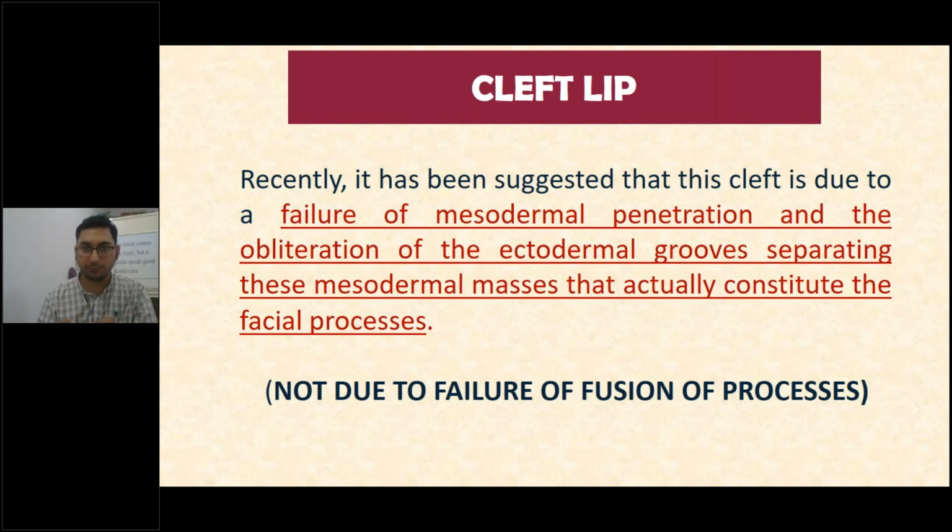Most of the theories, most important point you need to understand here, most of the books with earlier editions, or even in your previous years' questions, you'll find the answer is this. What is the etiology of cleft lip or palate? The answer is, it is due to failure of fusion of processes. This is the most common answer everybody will give when anybody asks what is the reason behind cleft lip or palate.